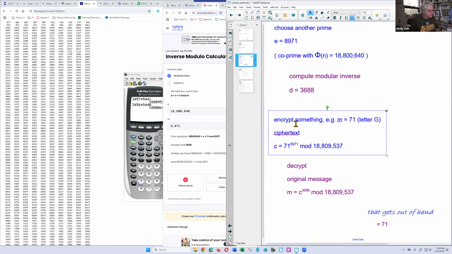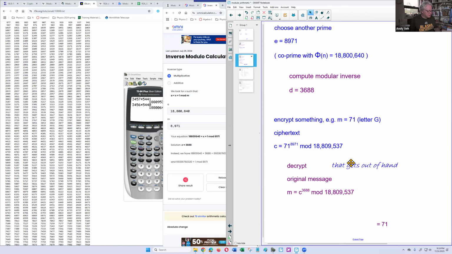You take the 71 to this power that we have up here, 8,971 right there, and mod 18,809,000, that's the number from the previous page where we multiply those two large prime numbers with each other. And then you figure out what that C is. And I'm telling you, this gets out of hand. So actually, I'm not doing this one here.